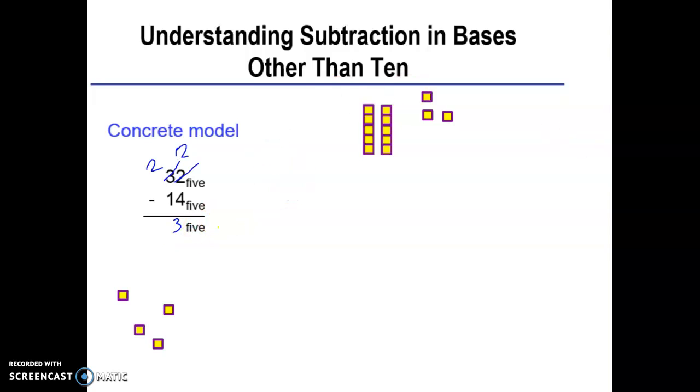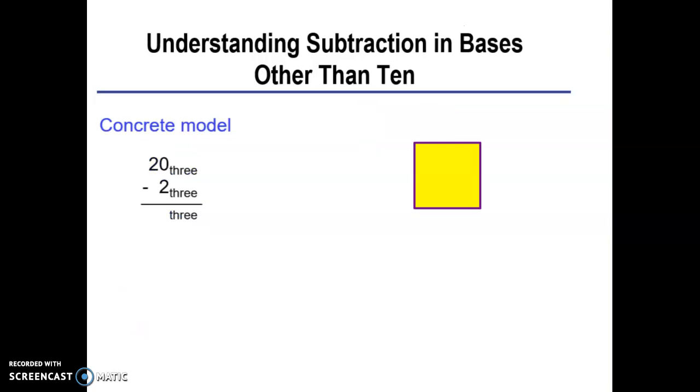Now I had 2 longs after I regrouped. I had 2 longs and I need to remove 1 of them. And I have 1 remaining. So 32 base 5 minus 14 base 5 equals 13 base 5. Notice the similarity with what you're used to seeing with our number system.